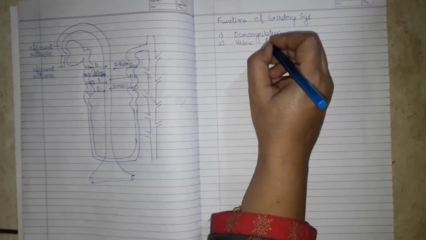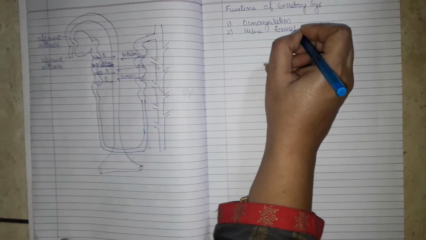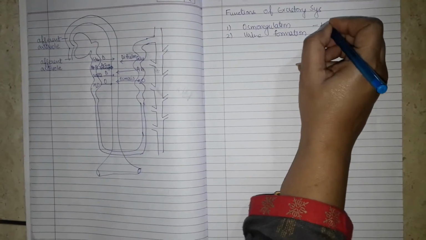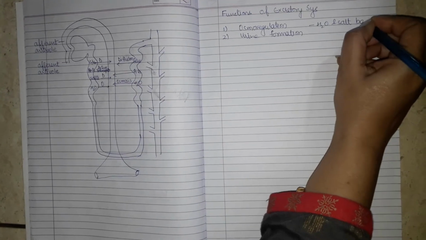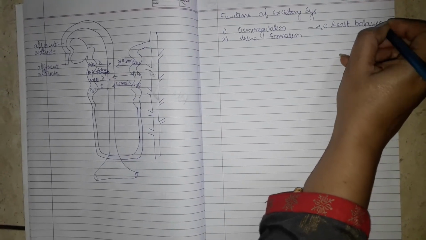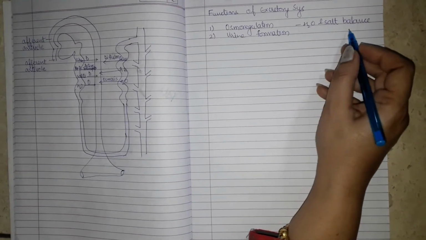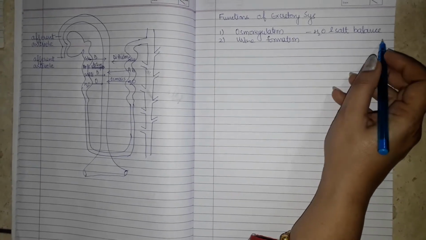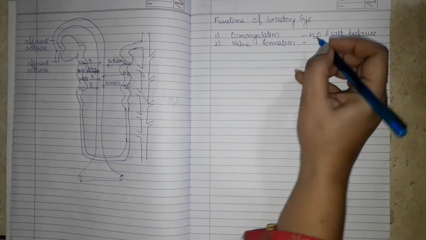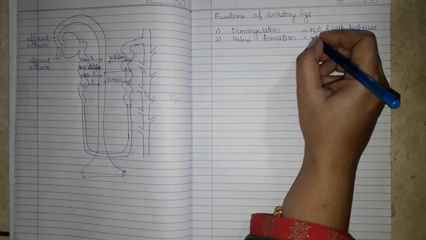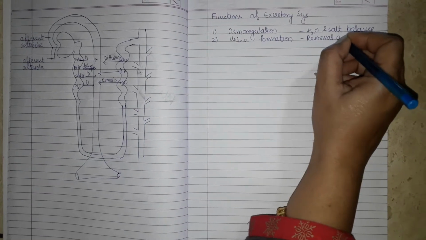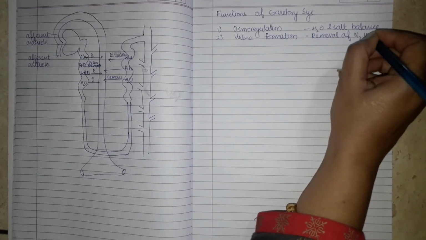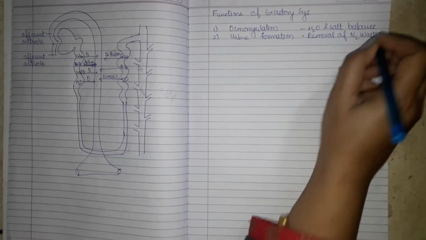Osmoregulation means to maintain water and salt balance in the body. It maintains and controls the amount of water and salt, mainly sodium chloride, in the body. And second is urine formation, that is also known as removal of nitrogenous waste from the body.